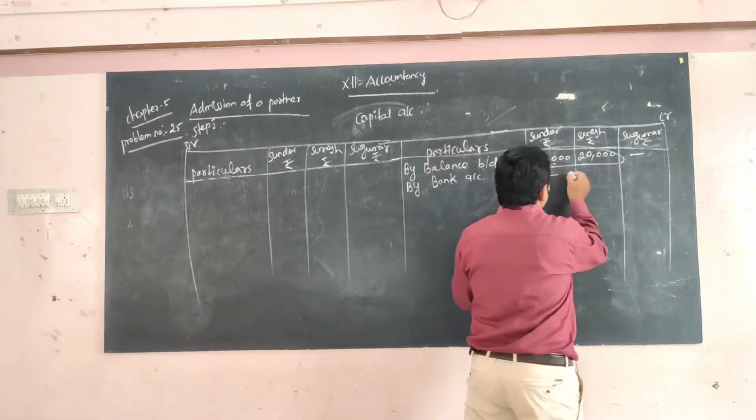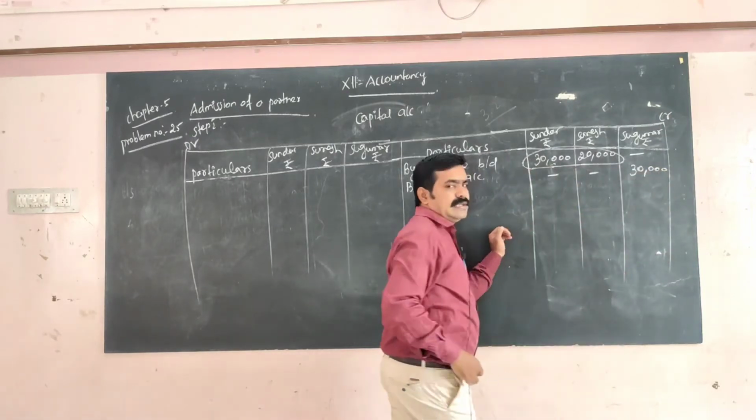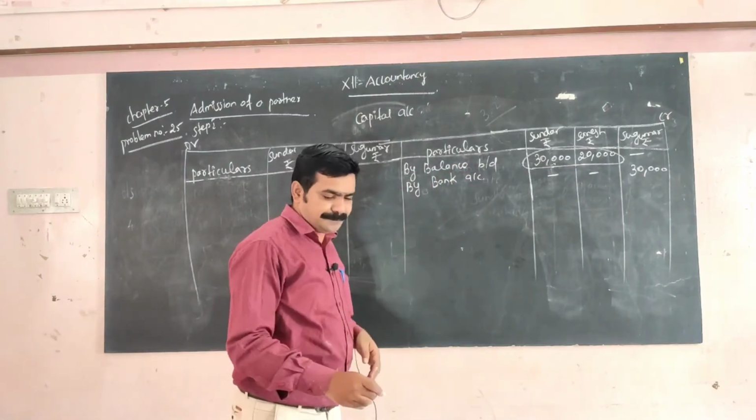What is the amount? 30,000. Okay, the amount is 30,000. Okay, next.